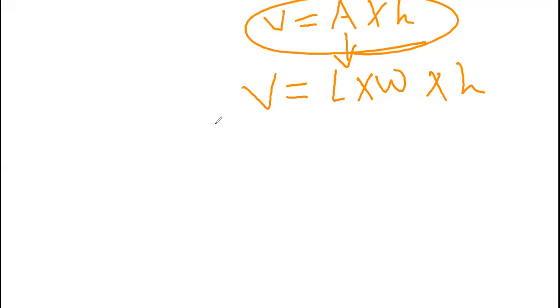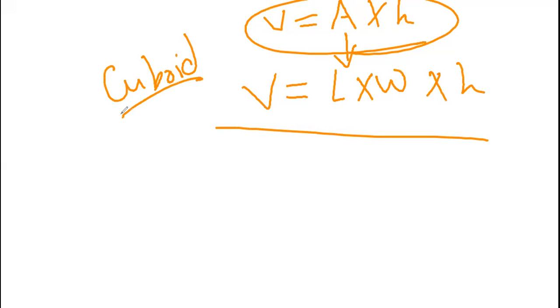And what about cube? Who can find the volume of the cube? The base of the cube is square. And the area of the square equals side multiply itself.